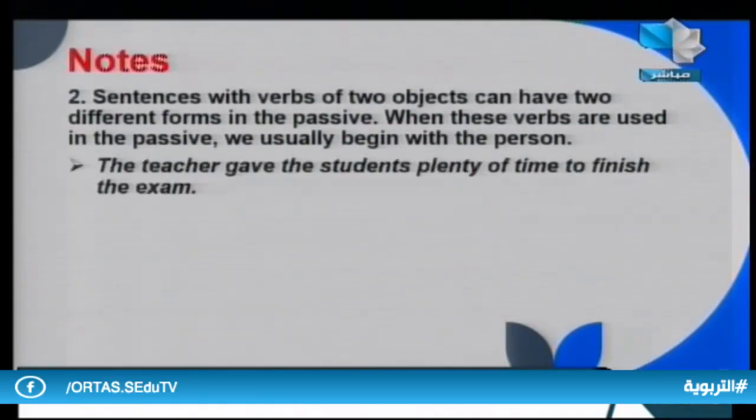Here in this sentence, we've got 2 objects. The teacher is the subject, gave is the active verb, the students is the first object, and plenty of time is the second object. He gave them plenty of time. In this sentence, we've got 2 forms of passive.